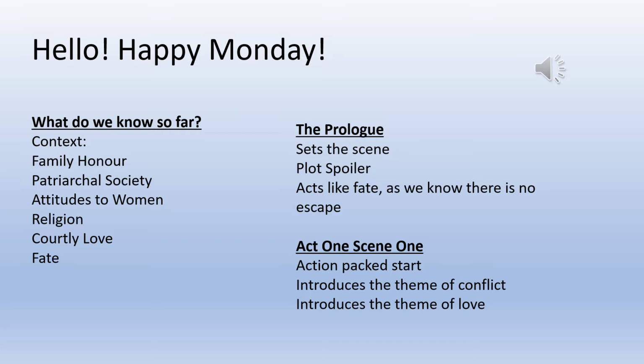Let's just recap on what we covered in the 5 lessons last week. So what do we know so far? We started off looking at context, and you should have detailed notes and then those notes condensed down into bullet points covering the context elements of family honour, patriarchal society, attitudes to women, religion, courtly love and fate.